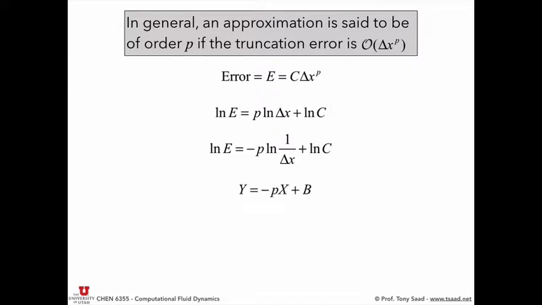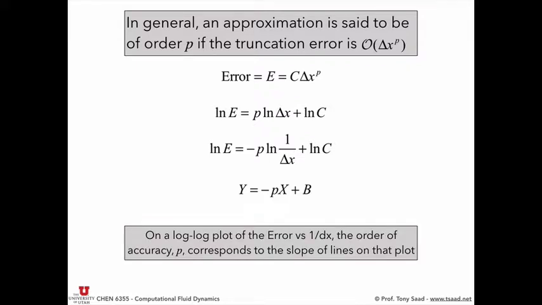What does this look like? It looks like the equation of a straight line, where y, log E, is minus p times x, log 1 over delta x, plus b. On a log-log plot, if you plot the log of the error versus the log of 1 over delta x, you're going to see straight lines whose slope is your order of accuracy. This is going to be instrumental when we analyze the order of accuracy of an implementation. So we compute the error, somehow we learn how to compute the error, and then we refine our number of grid points and compute another error.